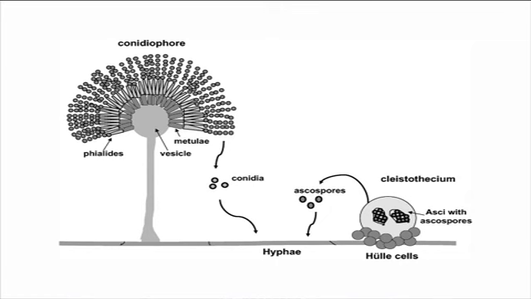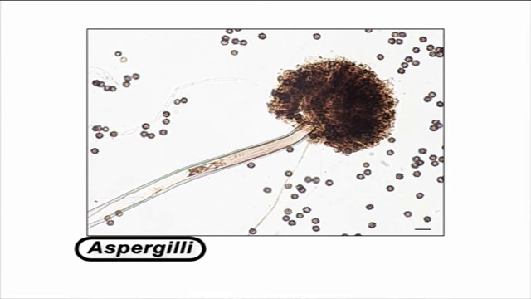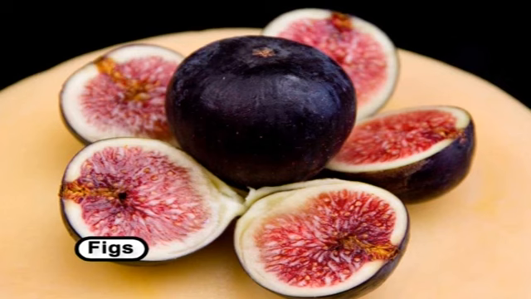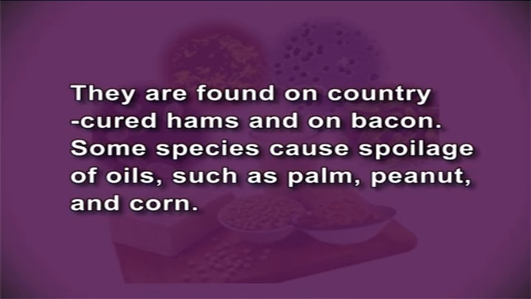Aspergillus. Chains of conidia are produced, where cleistothecia with ascospores are developed, the perfect stage of those found in foods. The aspergilli appear yellow to green to black on a large number of foods. Black rot of peaches, citrus fruits and figs is one of the fruit spoilage conditions produced. They are found on country cured hams and on bacon. Some species cause spoilage of oils such as palm, peanut and corn.